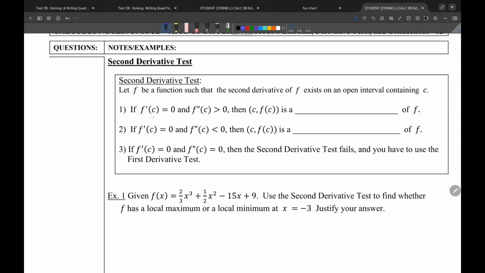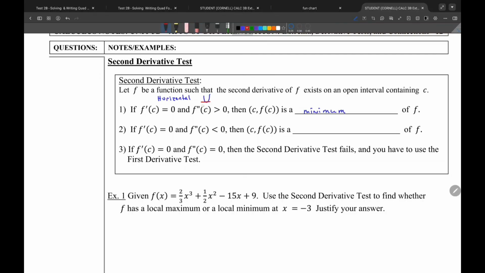If f prime of c, so that's c is an x-coordinate, is equal to 0, so that means that the function has a horizontal tangent line. And the second derivative is greater than 0. So think about if the second derivative is positive, think to your fun chart, that means that it's concave up. Then this coordinate point c, f of c, is a minimum of f.